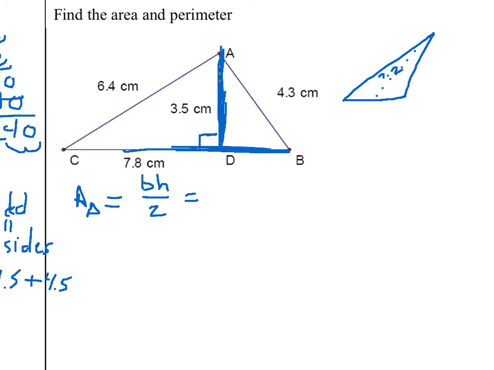They're perpendicular. What are my two numbers for this problem? 7.8 times 3.5 divided by 2. Do the multiplication first.